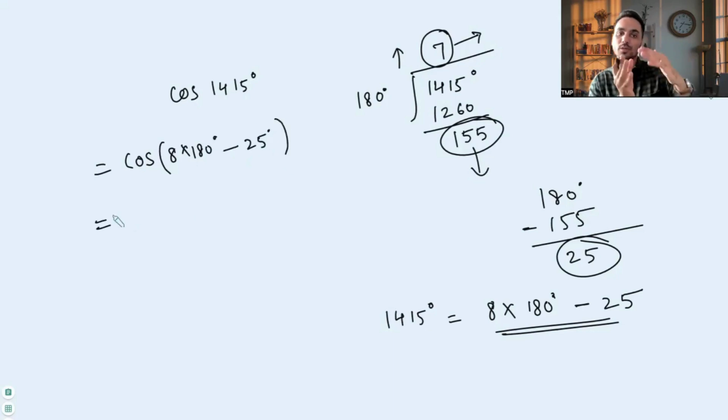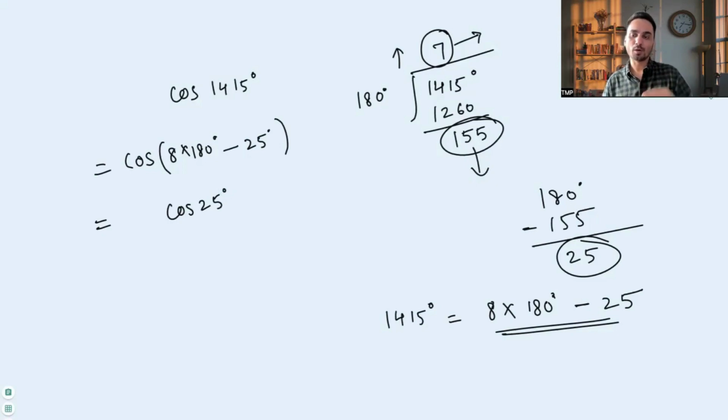And now what do you have? You have cos of 8 times pi. That means we will use the same function. So cos 25 degrees. And now let's decide the positive or negative sign.